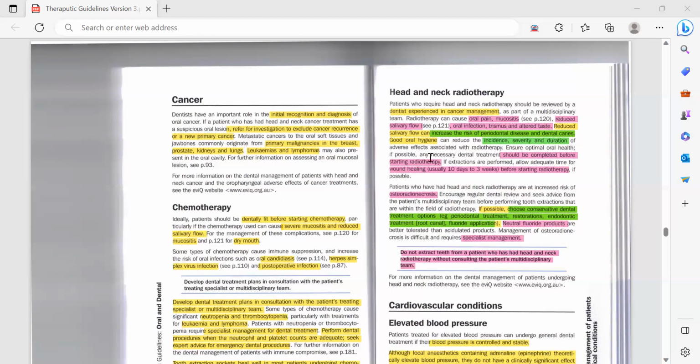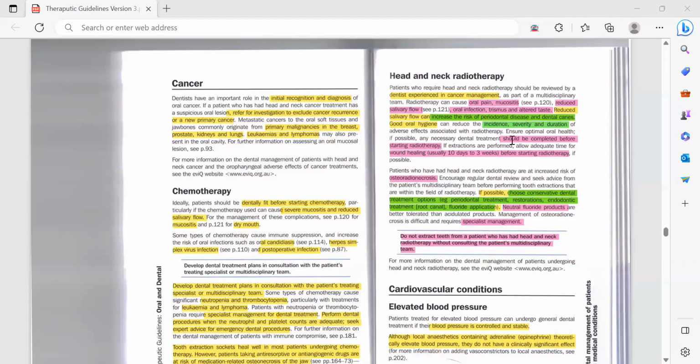Ensure optimal oral health if possible. Any necessary dental treatment should be completed before starting radiotherapy. If extractions are performed, then you need to allow adequate time for wound healing, which should usually be 10 days to 3 weeks before starting radiotherapy, if possible.